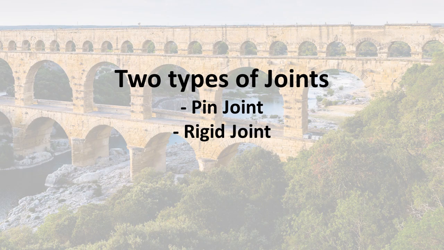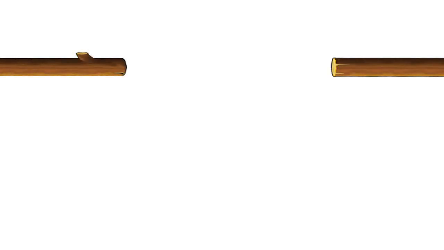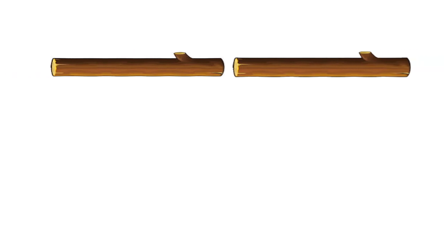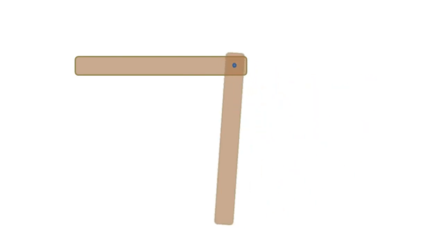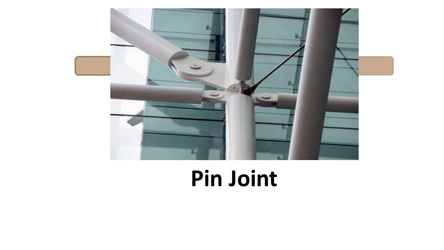Two types of joints. Next, consider how two members are connected. Let's say we have two pieces of wooden member. If we use one nail to connect them, then the members can rotate relative to each other. This type of joint is called a pin joint.